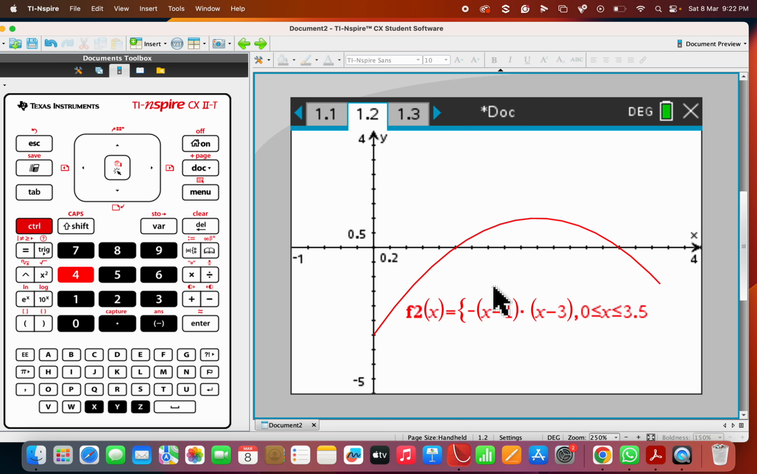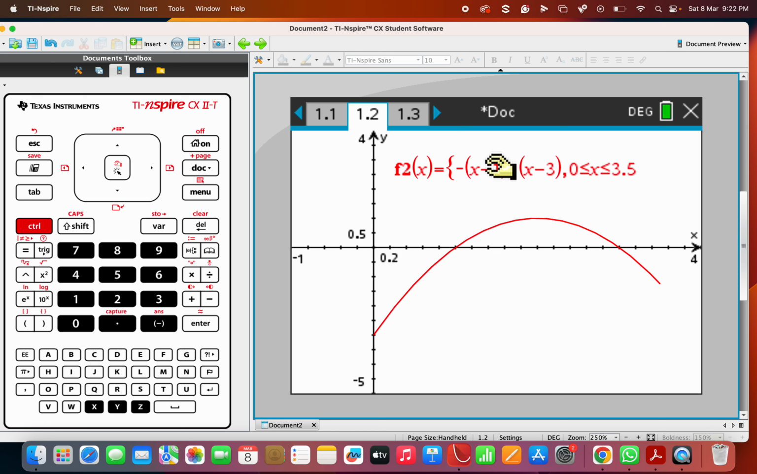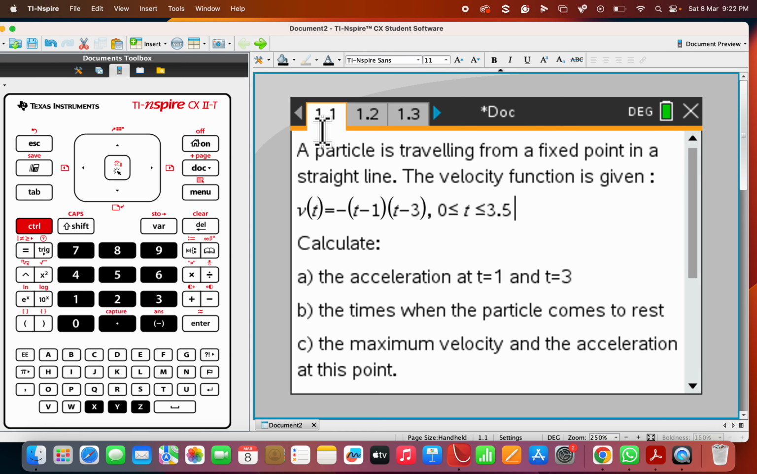That looks okay, right? You can hover over this, and if you press the center button of your touchpad, your hand will just close and you can move this away. So we've got all of the tools ready, we've got the graph ready. We just need to go to the menu. Let's find out what it wants us to do. It wants us to calculate the acceleration.